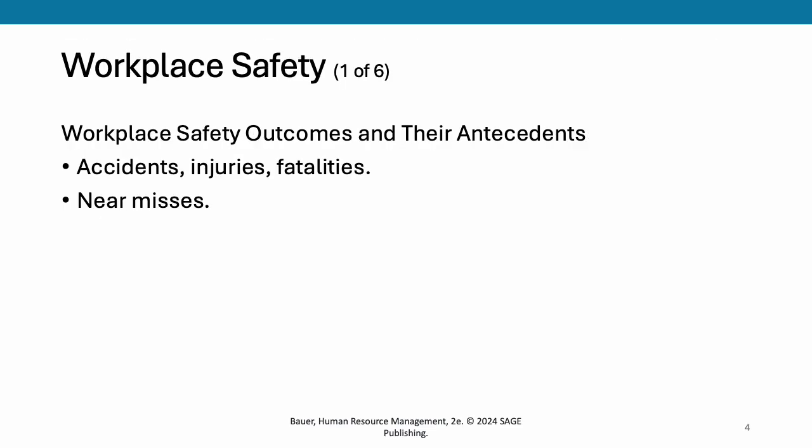OSHA monitors accidents, injuries, fatalities, illnesses, all sorts of things, and it even keeps track of near misses. And you want to keep track of near misses because near misses are an opportunity to learn about what went right and what went wrong. So even if you were lucky enough to not have a major incident, there's always the possibility that a major incident could occur. So you want to make sure you're tracking and monitoring those near misses.